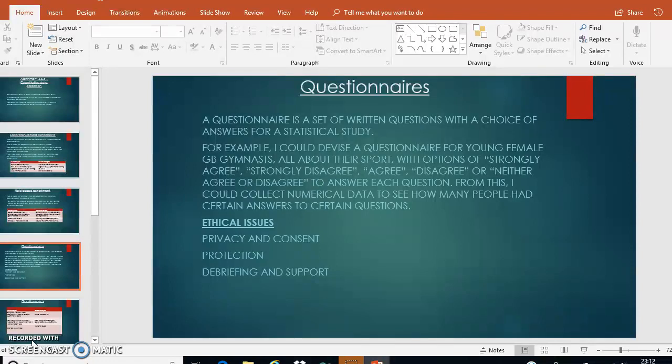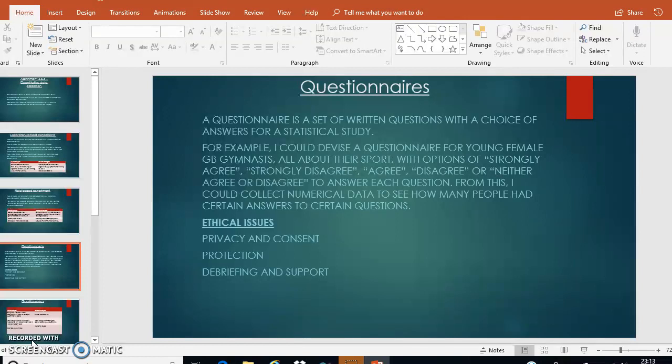Also, you can collect quantitative data using questionnaires. So a questionnaire is a set of written questions with a choice of answers for a statistical study. For example, I could devise a questionnaire for young female Great British gymnasts all about their sport, with options of strongly agree, strongly disagree, agree, disagree, or neither agree nor disagree, to answer each question. So from this I could collect numerical data, see how many people had certain answers to certain questions.